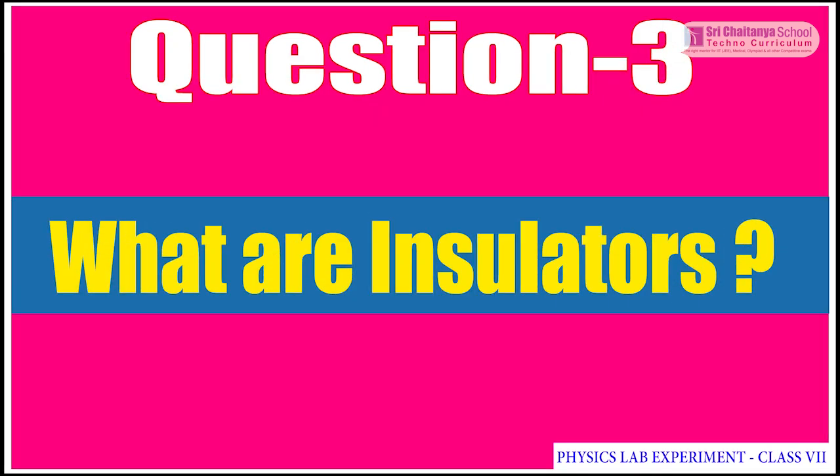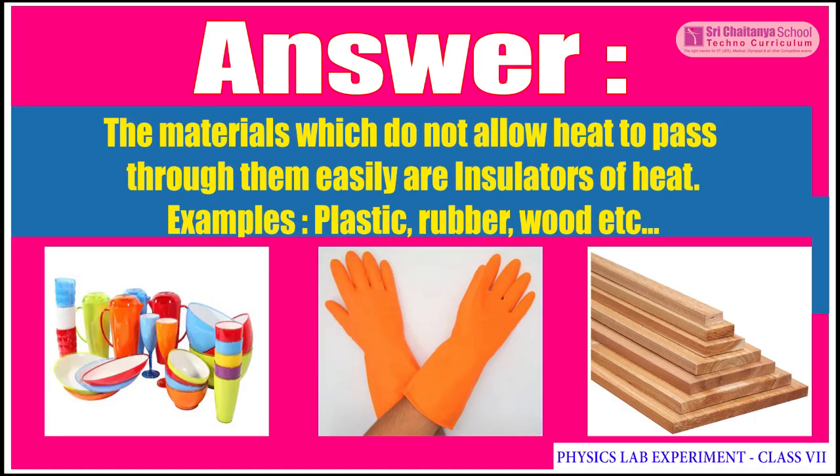Question number 3. What are insulators? Answer: the materials which do not allow heat to pass through them easily are insulators of heat. Examples: plastic, rubber, wood, etc.